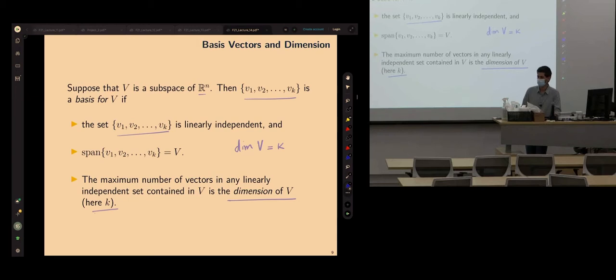What's the dimension of Rn? N. Because it's generated, right, using the set of vectors E1 to En. They are all linearly independent. Therefore, following from the last note here, the dimension of Rn is n.